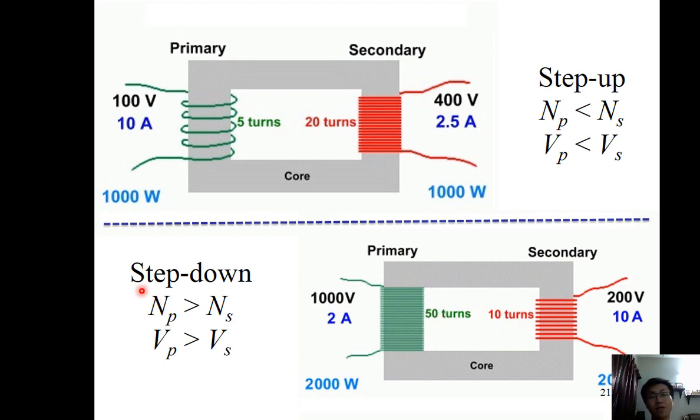In contrast, stepping down means if, let's say, I have 1000 volt and I want to have 200 volt, same wattage, 2000 watt to 2000 watt, no losses. Okay, the primary winding I need must be much more than the secondary winding. For example, this is 50 turns, this is 10 turns, so that my VP will be bigger than VS. This is a step down transformer.